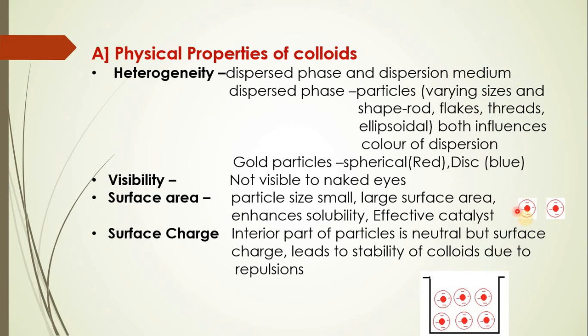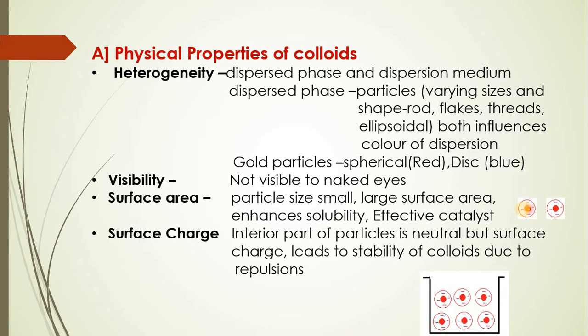Here I have shown negative charges on both the particles, but it could be either positive or negative, any one could be seen. That means either a positive charge or a negative charge can be observed, and these charges are responsible for making them soluble in the solvent. Okay, and these small spheres, that is the dispersed particles, form effective catalysts because of the presence of these surface charges, right?